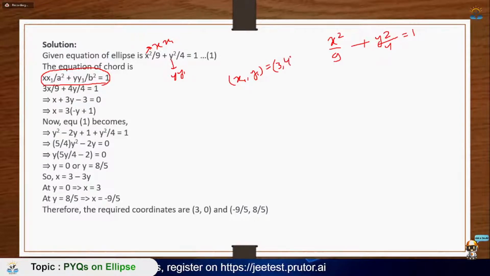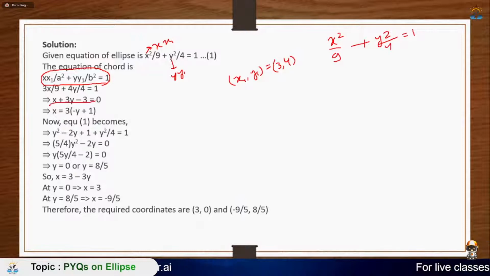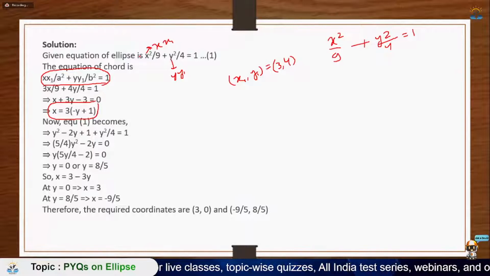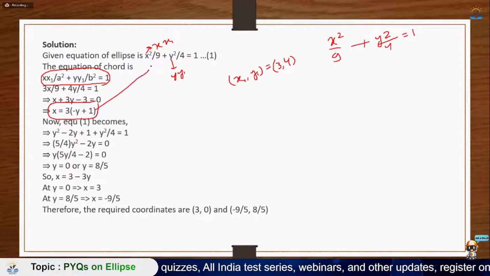3, 4. So 3, 4 is the point. So put 3, 4 in this equation. You will get 3x by 9 plus 4y by 4 equal to 1. From here, you are getting the equation of this line, which is x equal to 3 times (1 minus y). This x will satisfy the equation of the ellipse also, because this tangent is touching the ellipse. So if these both curves touch at some point, the value of x should satisfy the equation of the ellipse also. So put the value of x in this equation.